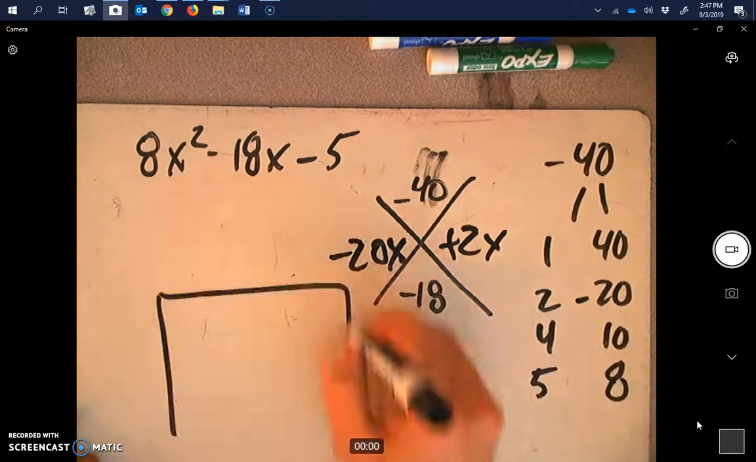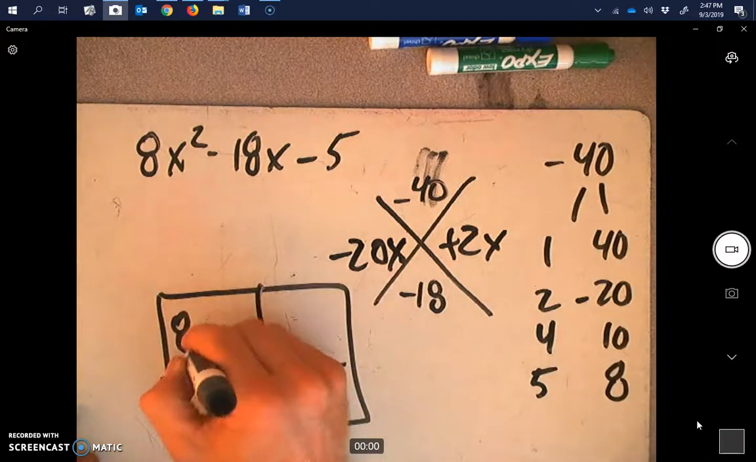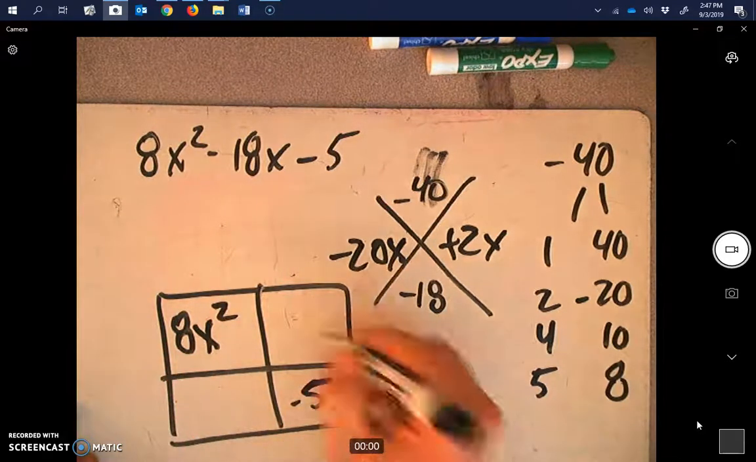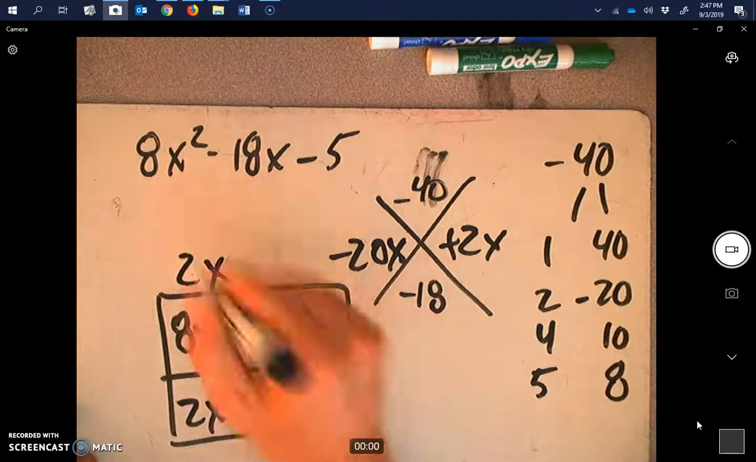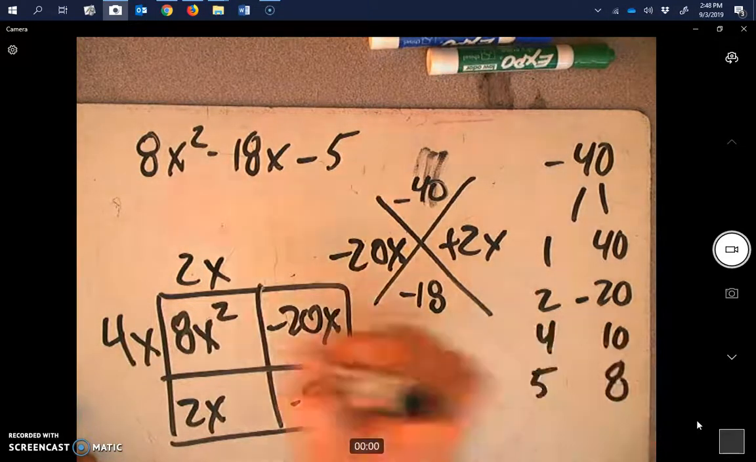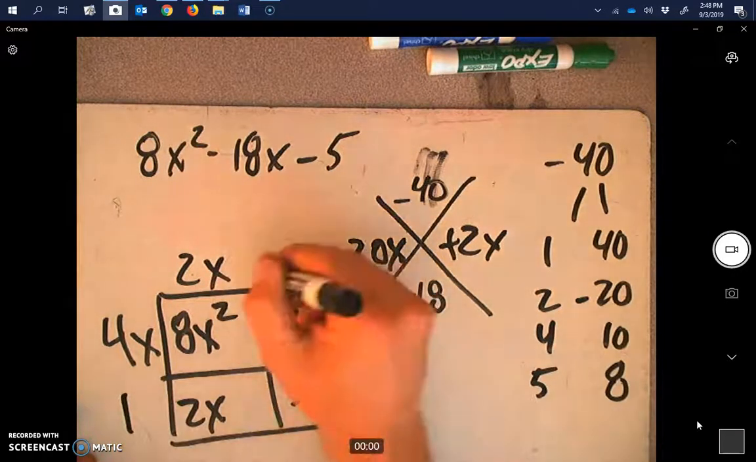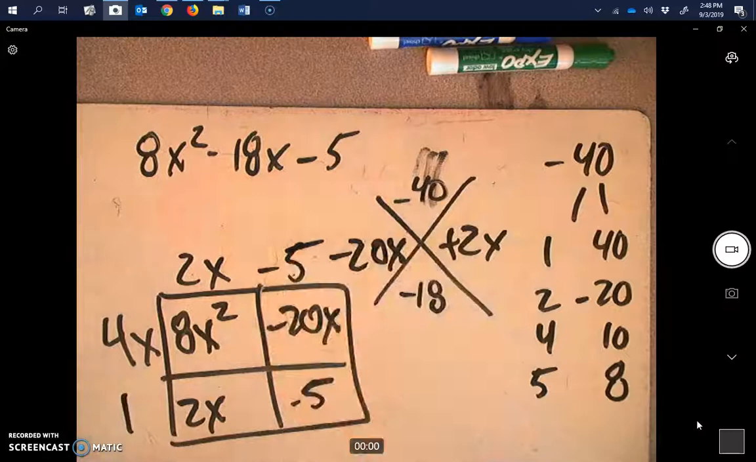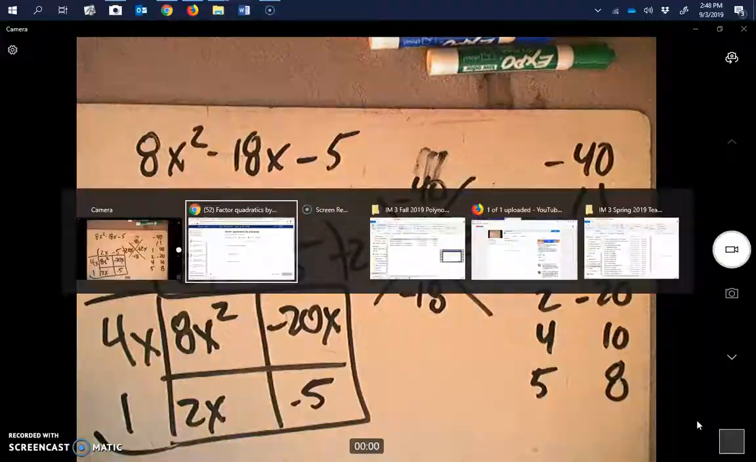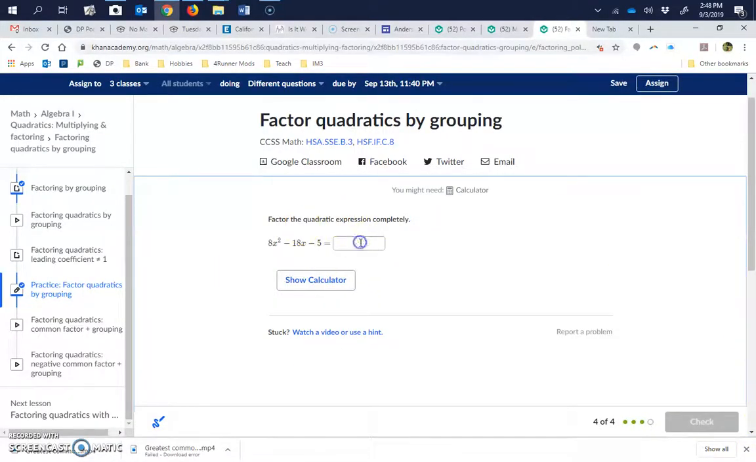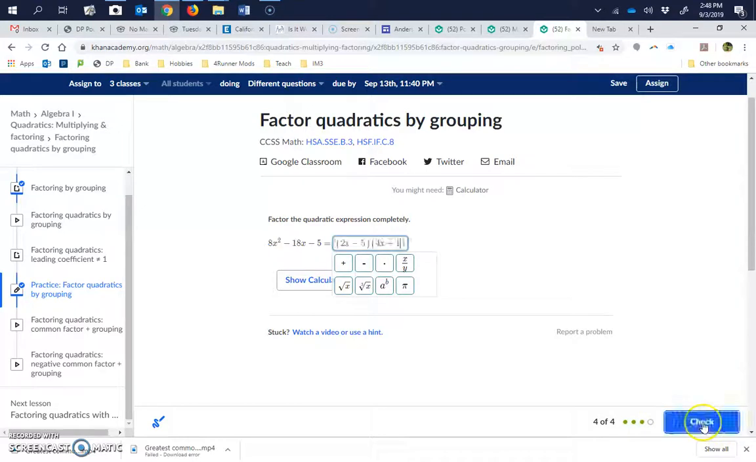So reverse box. 8x squared, negative 5, negative 20x, and 2x. Going up, we get 2x out. Coming down, we get 4x. 2x times 1, 1 times negative 5. Check the last one. Negative 5 times 4x is negative 20x. So we have our answer as 2x minus 5 and 4x plus 1. And we're done.